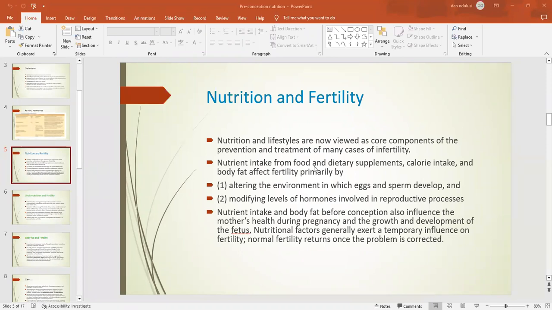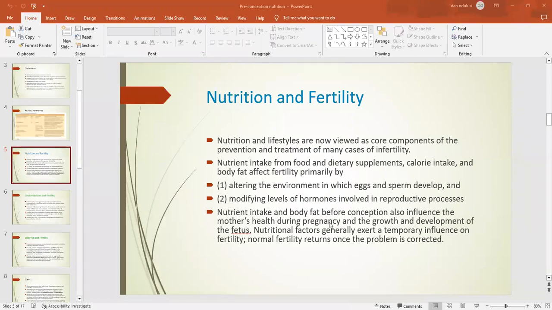So I was mentioning that nutrient intake from food and dietary supplements, the calorie intake, and body fat affect fertility primarily by altering the environment and then by modifying levels of hormones involved in the reproductive processes. As I mentioned earlier, we are looking at nutrition during the preconception period. The foundational idea is that there is intention for conception to occur, and your role as the nutritionist is to advise or design a nutritional program that will support the conception process and make it successful. So here we are looking at all factors around nutrition that will enhance or increase the chances of conception occurring, or as a treatment modality to improve fertility.